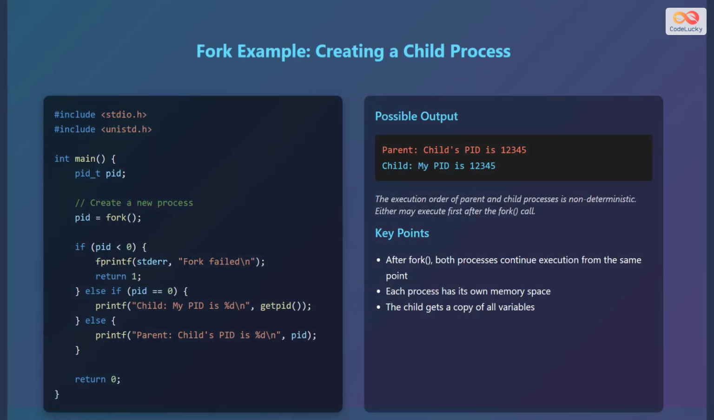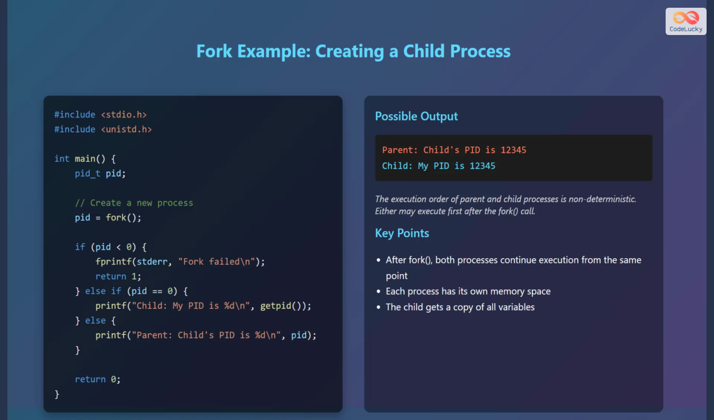Let's examine a practical example of how fork is used in a C program. First, we include the standard input-output header file, the standard library header file, and the unistd.h header file. The unistd.h header file contains the fork function. Inside the main function, we declare a variable named pid of type pid_t. Now we call the fork function and assign the result to pid. If the value of pid is less than 0, it means that the fork call failed, and we print an error message to standard error.